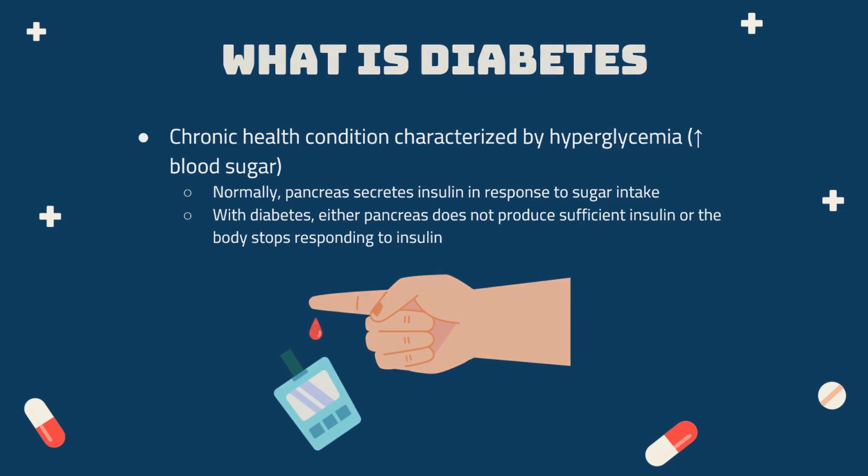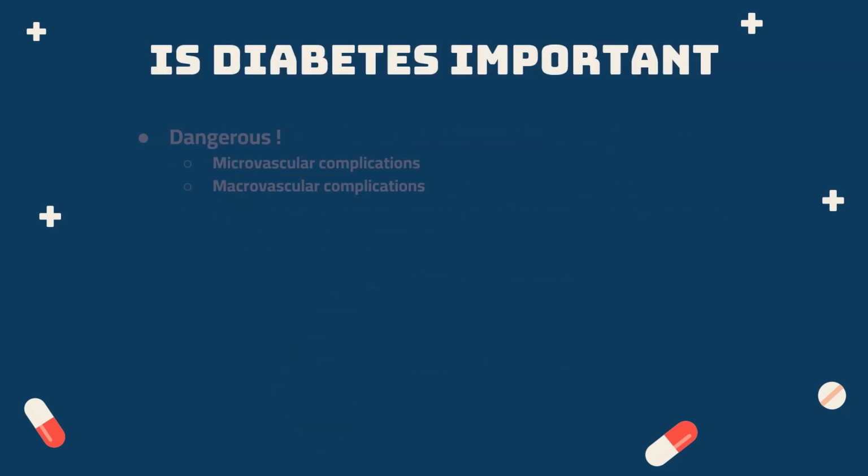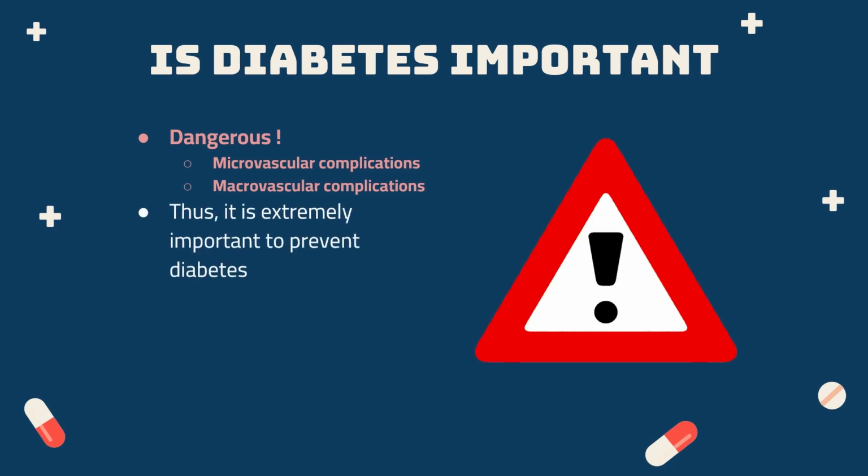Although diabetes may seem insignificant, this condition is in fact very dangerous. Untreated and long-lasting diabetes can lead to both microvascular and macrovascular complications. Thus, it is extremely important to prevent diabetes.